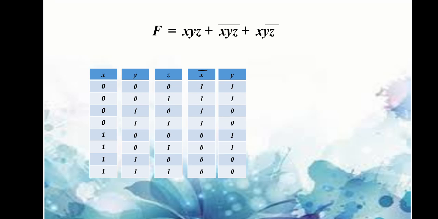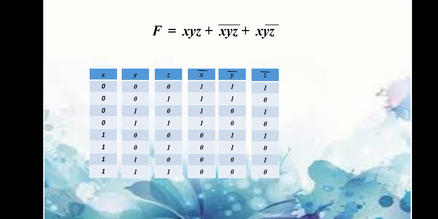Then for y', in the y column there are 2 zeros, 2 ones, 2 zeros, 2 ones. When we take the complement, the 2 zeros are converted into 2 ones, then 2 zeros, then 2 ones and then 2 zeros. And in the last column there is z'.